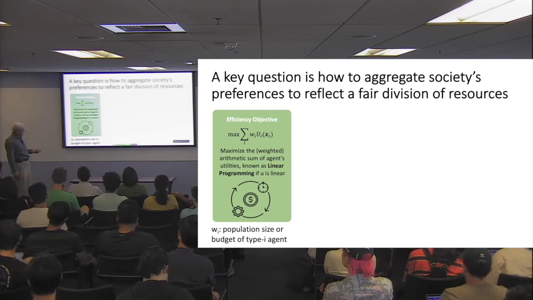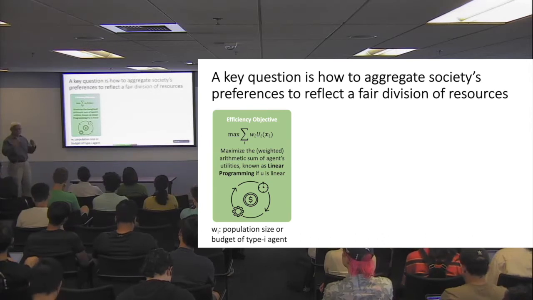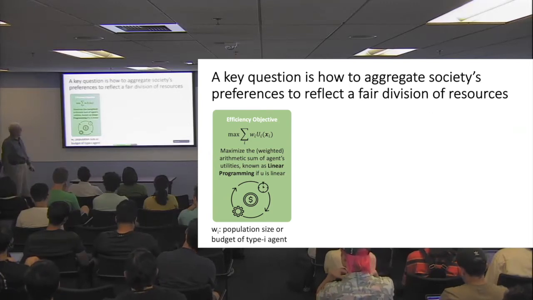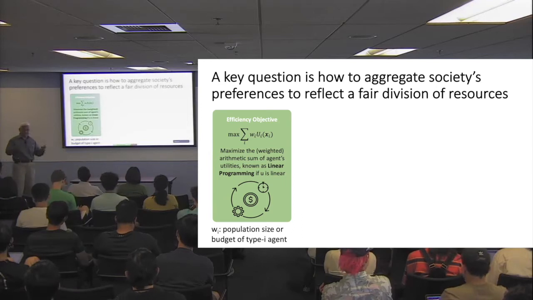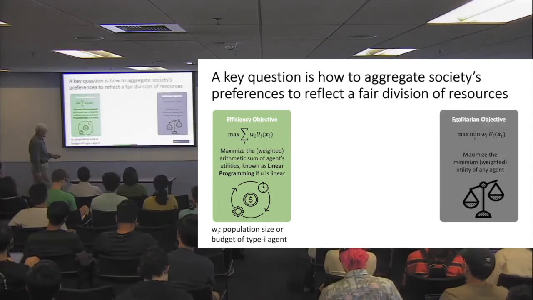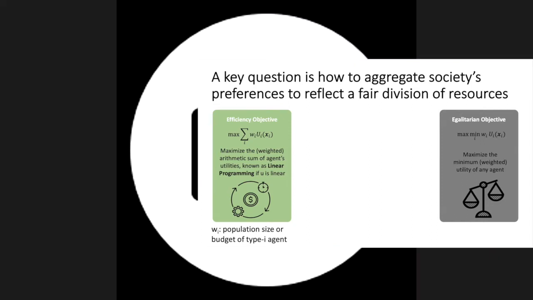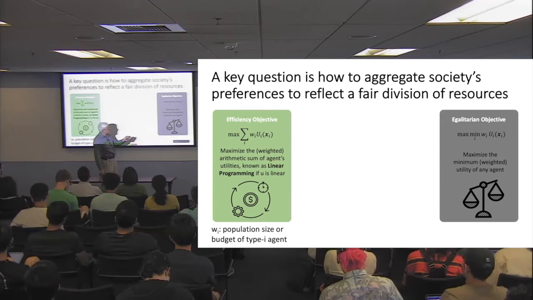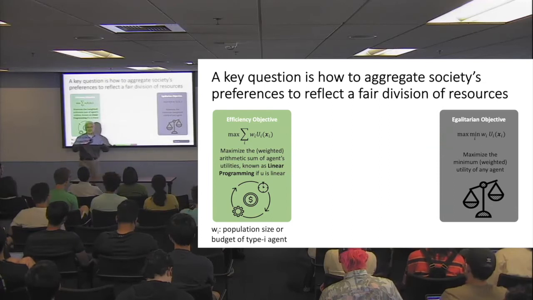So w_i, in some social setting, could be the population size of group i, or sometimes we present it as a budget. So we just maximize this intuitive aggregating function to guide our resource allocation. What's the best x_i for each agent or group? Another would be the min: among all those w_i u_i(x_i) group utility values, we select the minimum of the groups and maximize it. We don't want anyone left out, so we try to maximize the min.